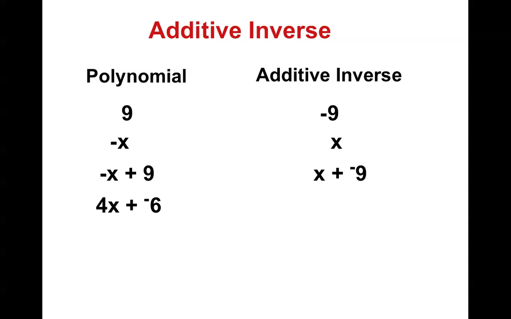What would the opposite of 4x plus negative 6 be? Did you get it right? Notice how the 4x becomes negative 4x and the negative 6 becomes positive 6? You try this one. All right, I'm back. Did you get it?